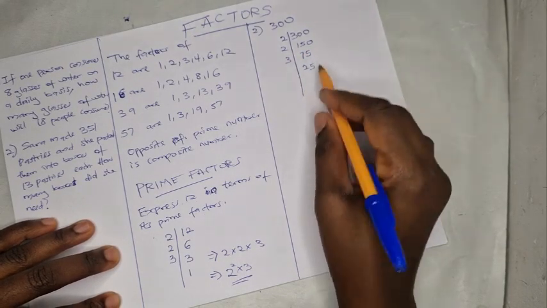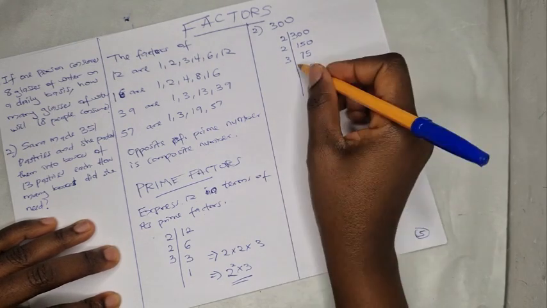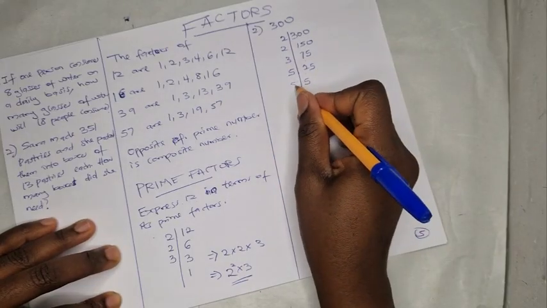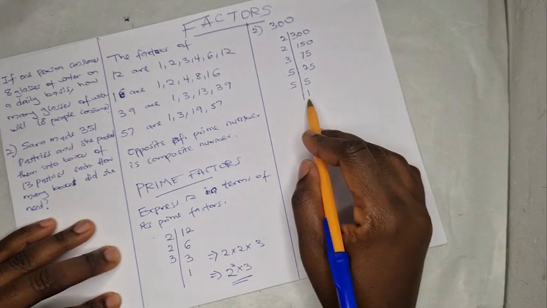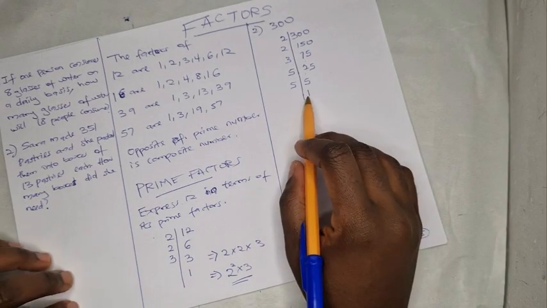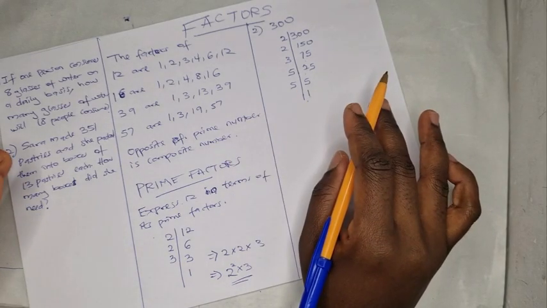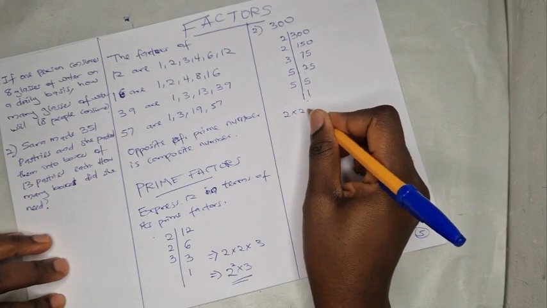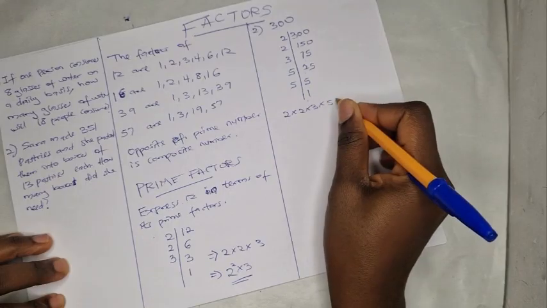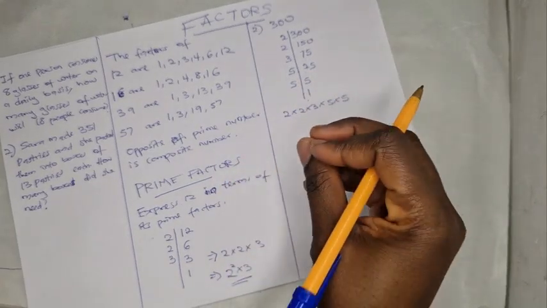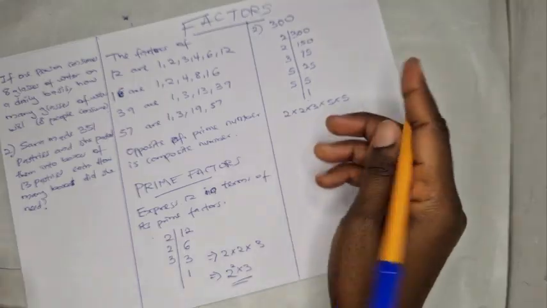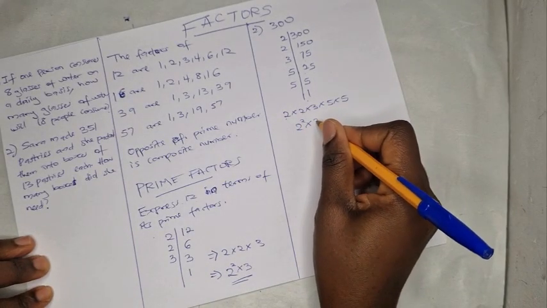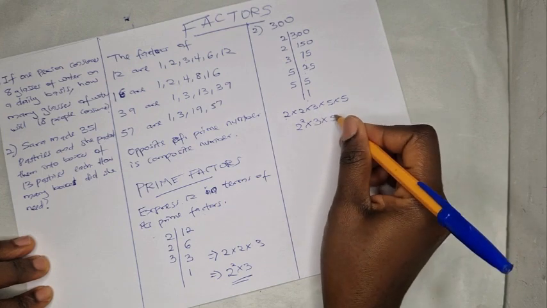But the next prime number is 3. 3 would go in 75 25 times. 3 can no longer go in 25, so we use 5. 5 in 25 is 5, and then 5 in 5 is 1. Such that we will now have 2 times 2 times 3 times 5 times 5. And we can also express that as 2 raised to power 2 times 3, then times 5 raised to power 2.